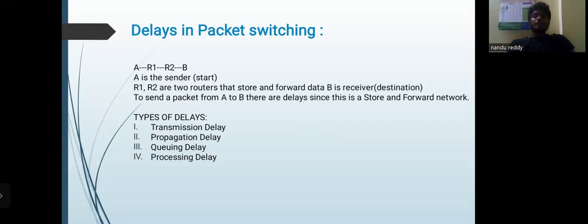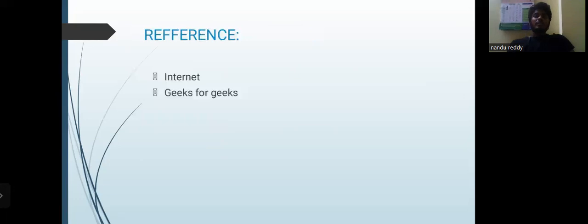The above information was taken from references and the internet.